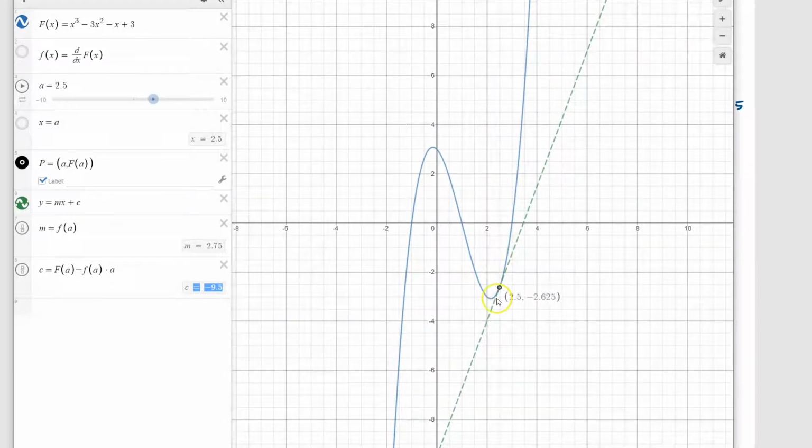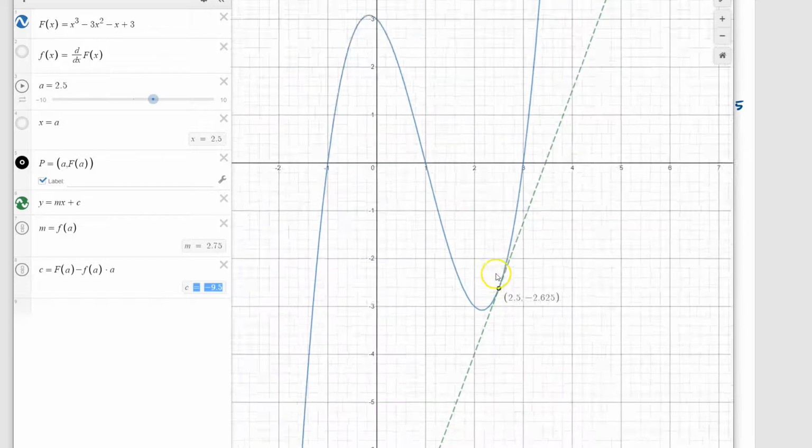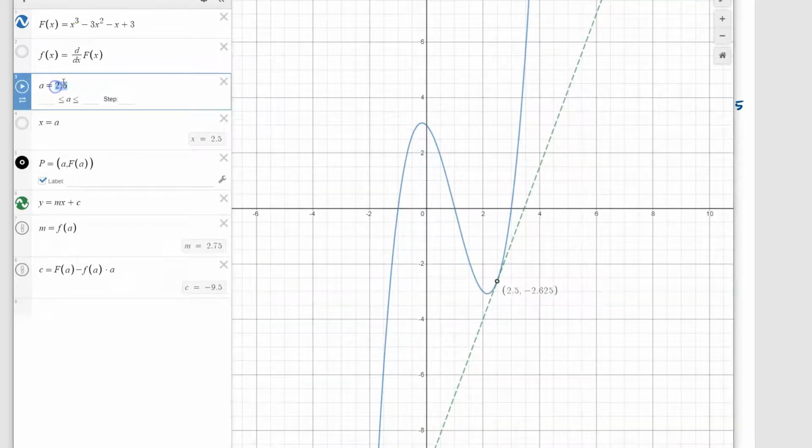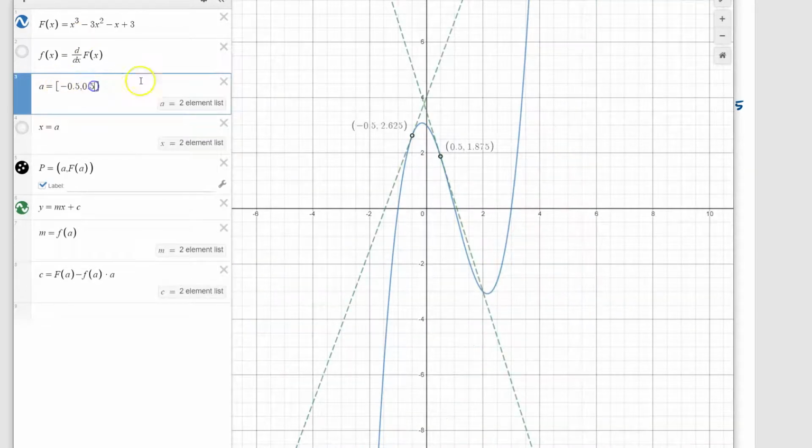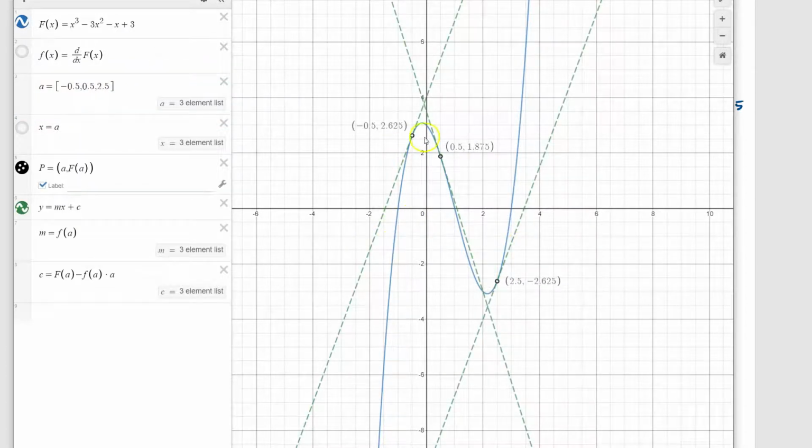And it touches at 2.5 and negative 2.625. So this is indeed the tangent there. Putting everything together, it's going to look like this. So this is the fruits of our labor, at least for the first part.